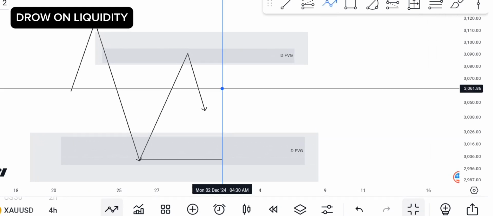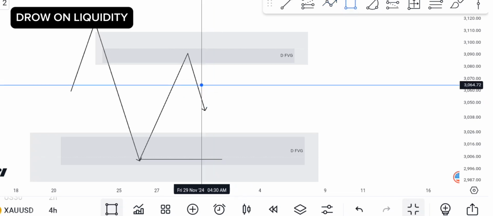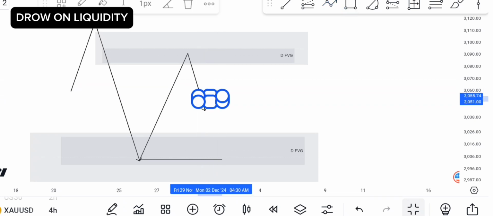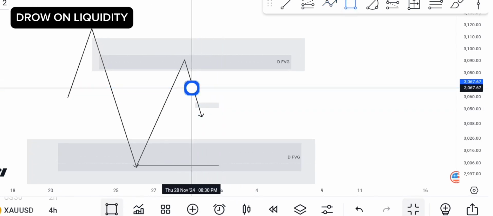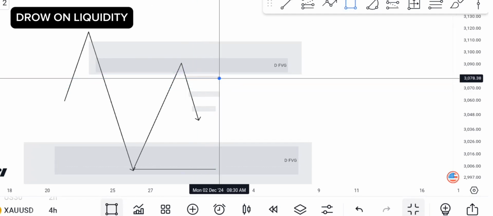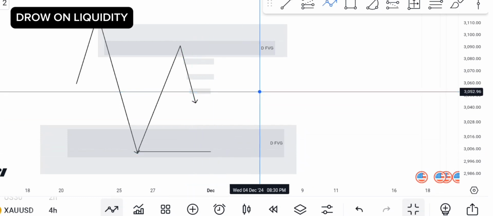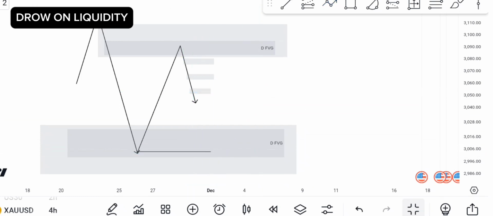In that scenario we can simply sell from here, using any lower time frame fair value gap like the 1 hour, 2 hour or 4 hour fair value gap for entry, selling to this draw on liquidity. Understand? So usually the daily time frame draw on liquidity will be our direction. From here we can simply understand our direction. Understand?